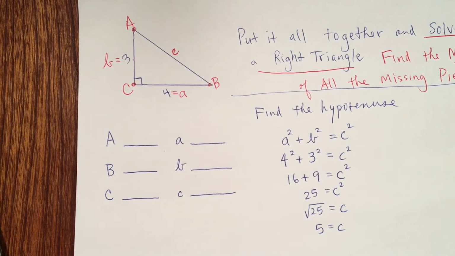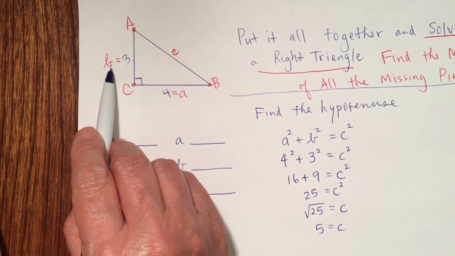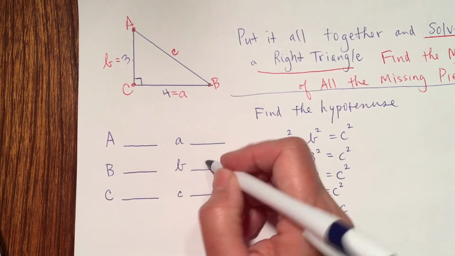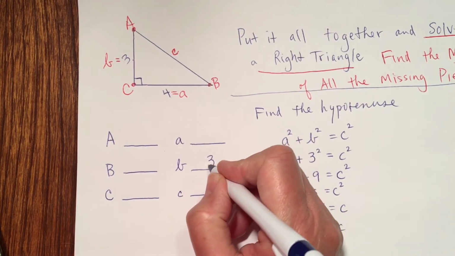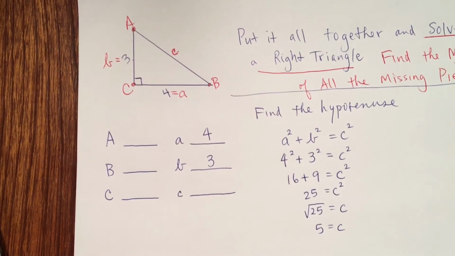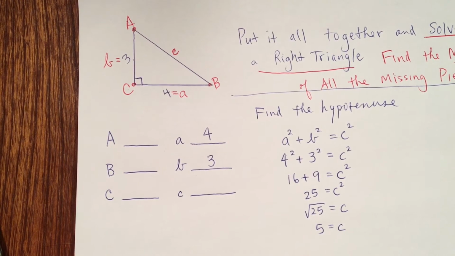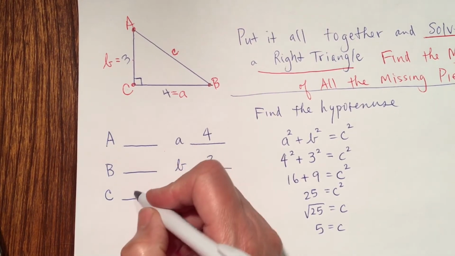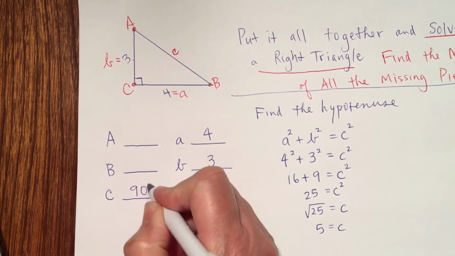And what I will usually do is the stuff they started me off with, I'm going to put in my blue ink. So side b had a length of 3. Side a had a length of 4. What else do I know? What else did they give me? They gave me the right angle. Angle C is 90 degrees.